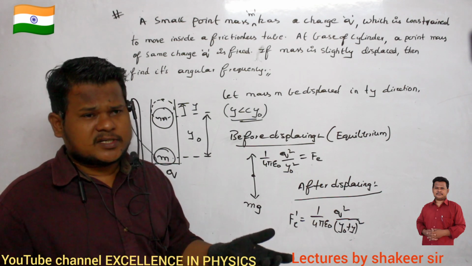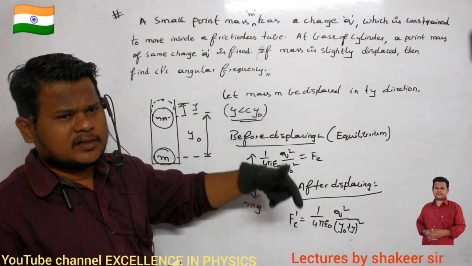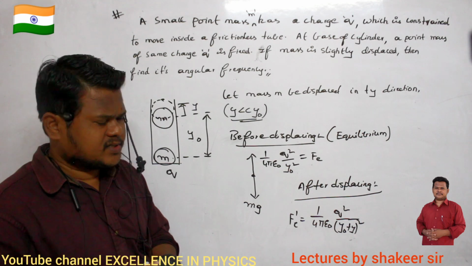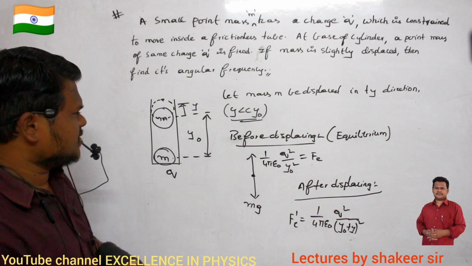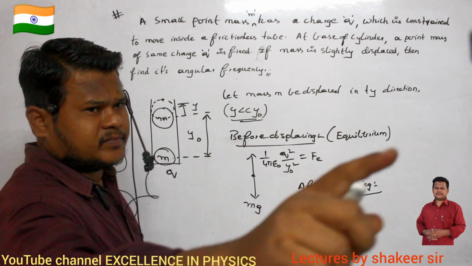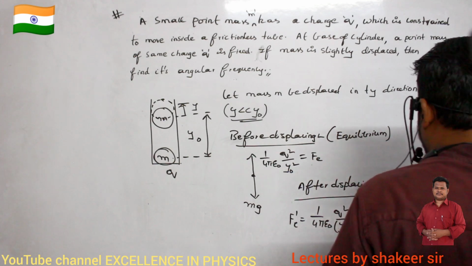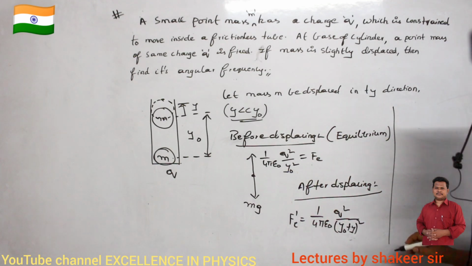Acceleration will be in the direction of the net force only, no? So acceleration is also acting in the downward direction. Are you able to understand? So therefore, how can you write a relation? First of all, did you make a note up to here? Clear? So after displacing, what is the relation I can write?